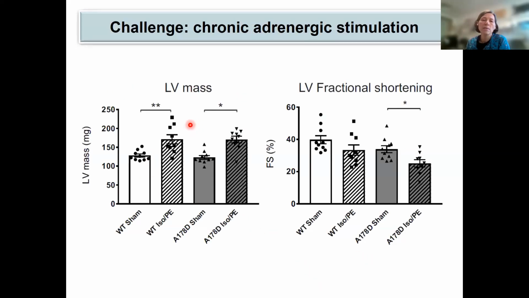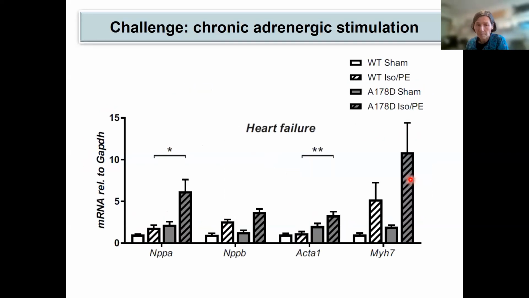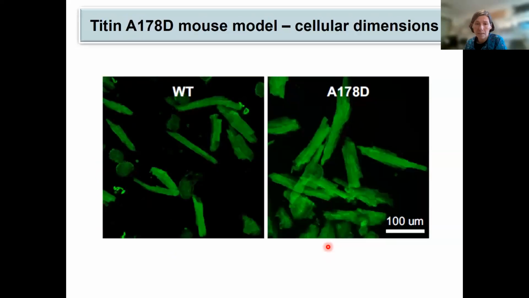And what you can see here with this adrenergic stimulation, you do get a robust response in left ventricular mass in both wild type and mutant mice, but only in the mutant mice there starts to be a decline of systolic function. And if you look at molecular parameters, again, the mutant mice have a much higher response to the challenge than the wild type mice undergoing the same challenge.